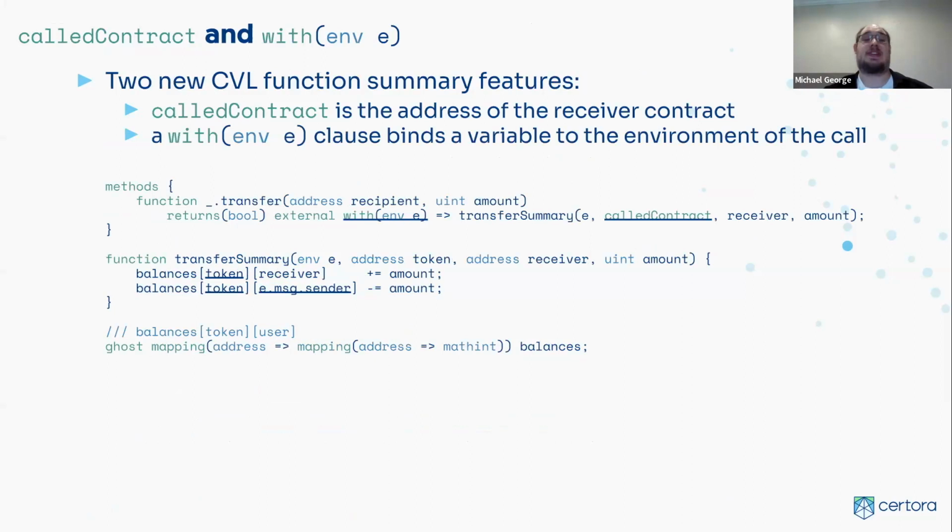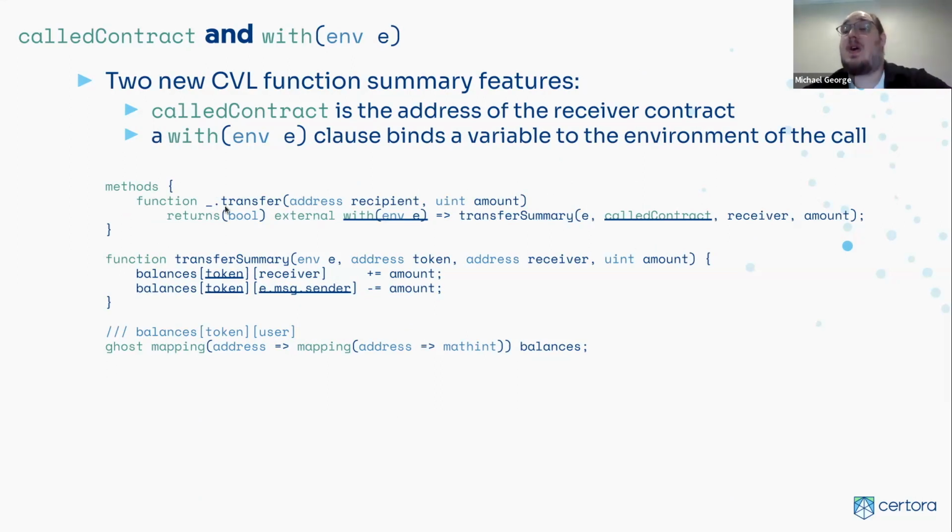Another important feature, or really a pair of features, are this calledContract feature and this withENV feature. These both give you ways to pass more information to a CVL function summary. So in this example here, I've summarized the transfer method. Transfer, of course, takes in an address recipient and an amount that's being transferred. And I want to write a summary for this, and it's a wildcard entry, so I want to write a summary for all the transfer methods.